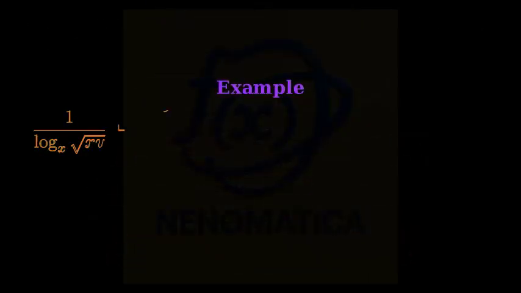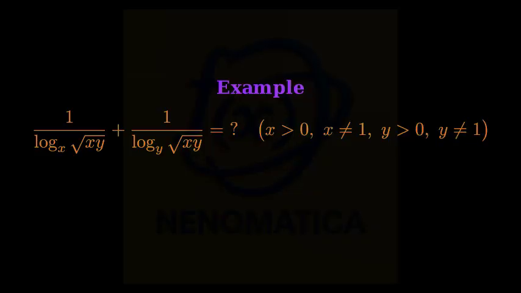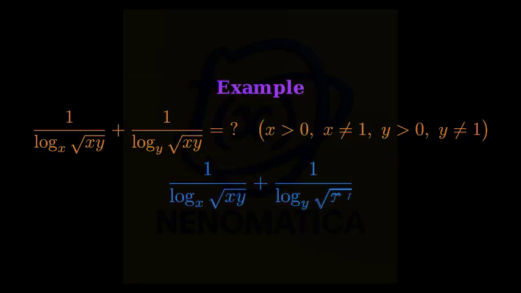Here is the problem statement. We assume x and y are positive and not equal to 1. We will keep the structure identical to the source solution. Step 0. Start with the given expression exactly as written.